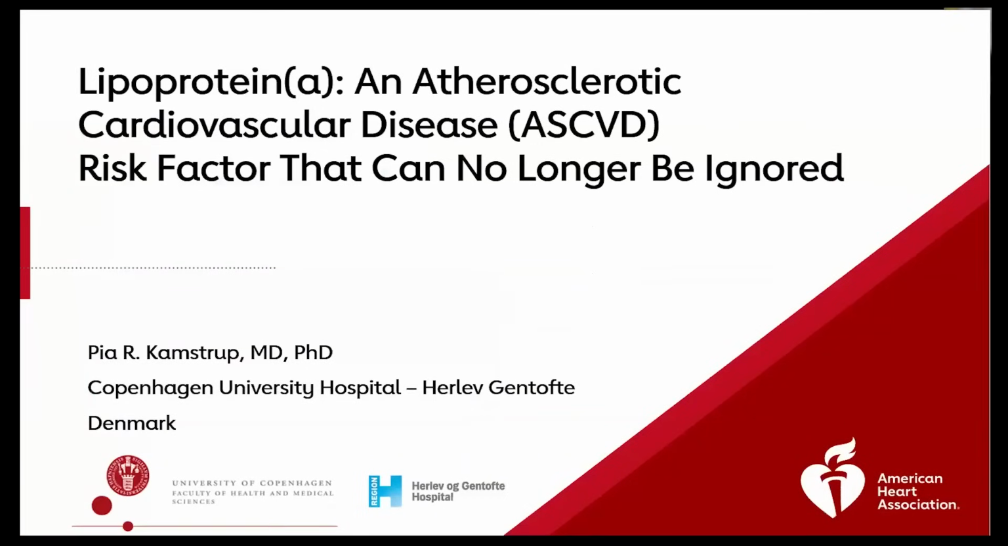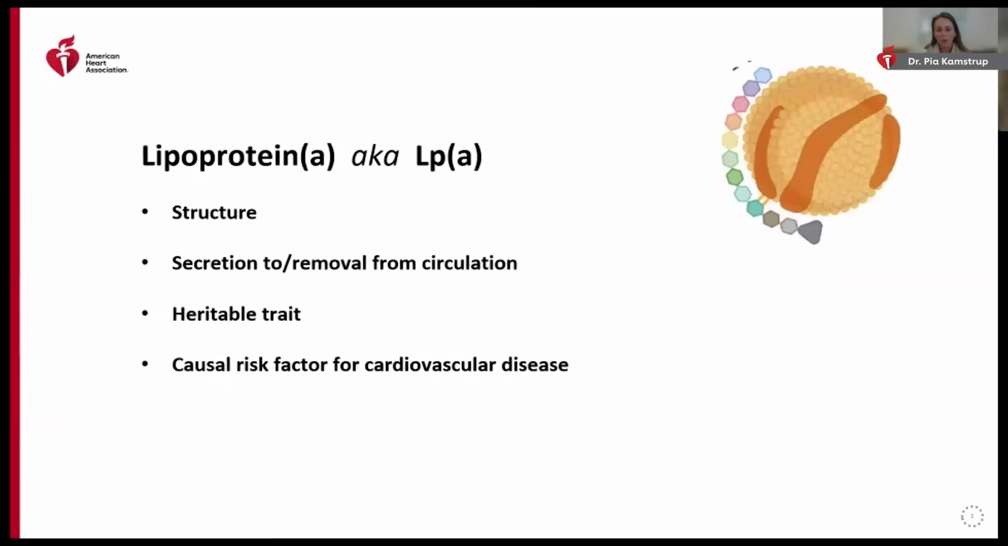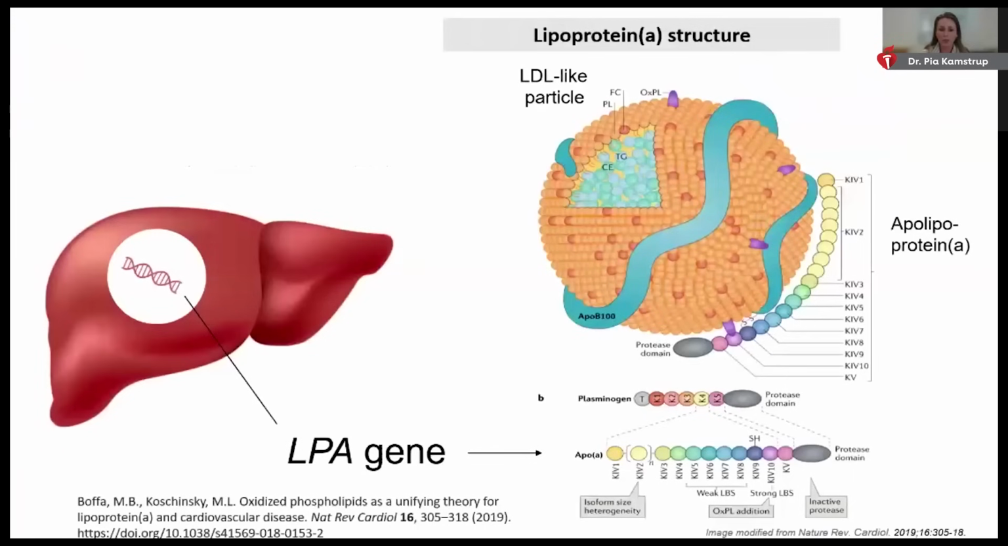Thank you to the organizers for the opportunity to contribute to this highly relevant educational session and give a talk on lipoprotein(a), an atherosclerotic cardiovascular disease risk factor that can no longer be ignored. Now, the topic of the present webinar is thus lipoprotein(a), also known as Lp(a). I will provide you with an overview of the Lp(a) particle structure, its secretion and removal from circulation, touch upon Lp(a) heritability, and give an overview of the genetic epidemiologic evidence of Lp(a) as a causal risk factor for cardiovascular disease, including peripheral artery disease.